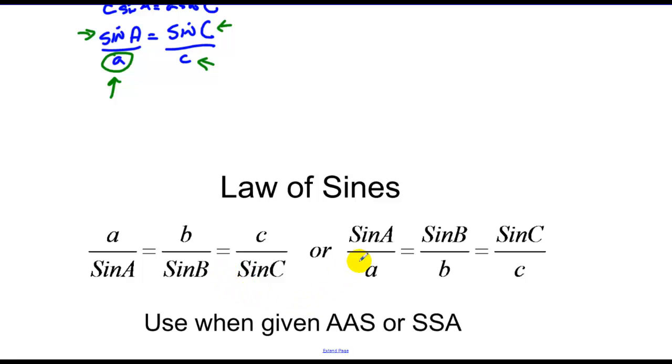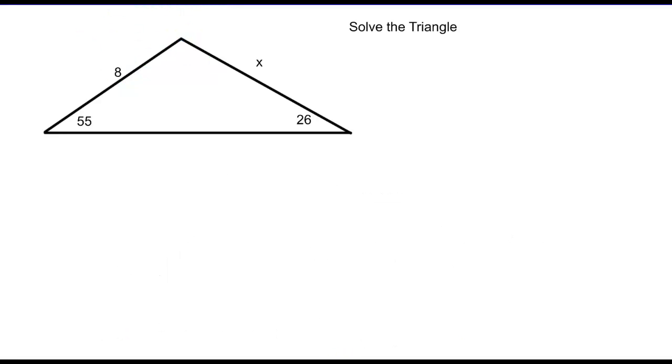Likewise, I could write it as the reciprocal relationship. The sine of an angle over its opposite side is equal to the sines of the other angles over their opposite sides. And we want to do this when you have an angle-side given or a side-angle given. So let's go back and do that problem that we started with.